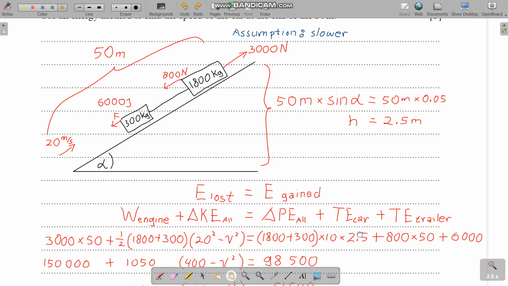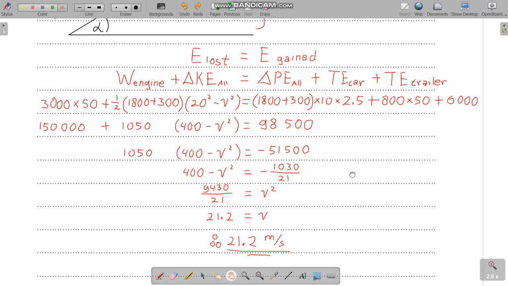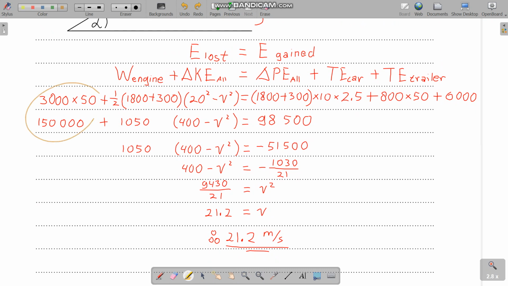Right, so now we are solving for V squared. Just do the algebra here. Use a calculator. And actually it is obvious that this term is negative, which means the velocity on top would be bigger than 20 actually. But that's okay, we can just solve for V. We get the same thing in the end. So we subtract 150,000 from both sides, divide by 1050, and then we add V squared to both sides, subtract 1030 over 21 from both sides, and use a calculator, take the square root, we get the final answer.